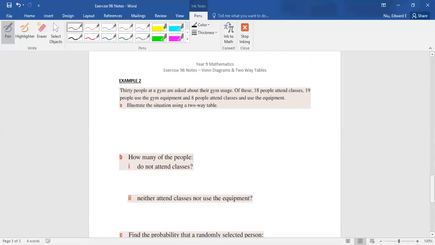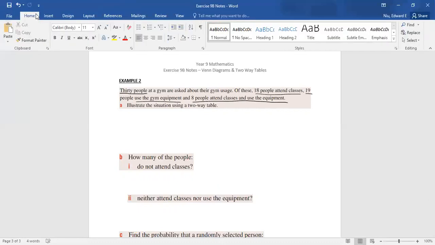They tell us to create two-way tables. And what we do now is we have to label our two-way table. Okay, so 30 people at a gym are asked about their gym usage. 18 people attend classes. That's important. 19 use the gym equipment. 8 people do both.